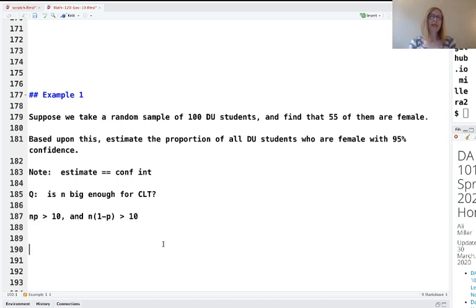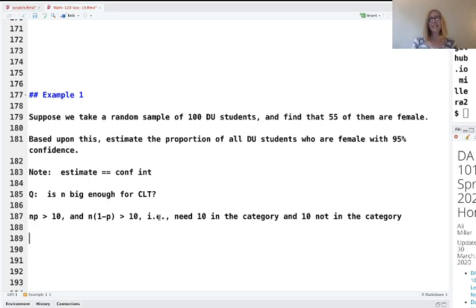A really easy way of checking that for these problems, i.e., need 10 in the category and 10 not in the category. That's the success-failure criterion. Your book calls it the success-failure criterion. We need at least 10 successes and 10 failures. And I can see right away, yes, we definitely do. We've got 55 women in the sample. That's more than 10. And since there were 100 students total, that means 45 of them had to be not female. And that's also bigger than 10.